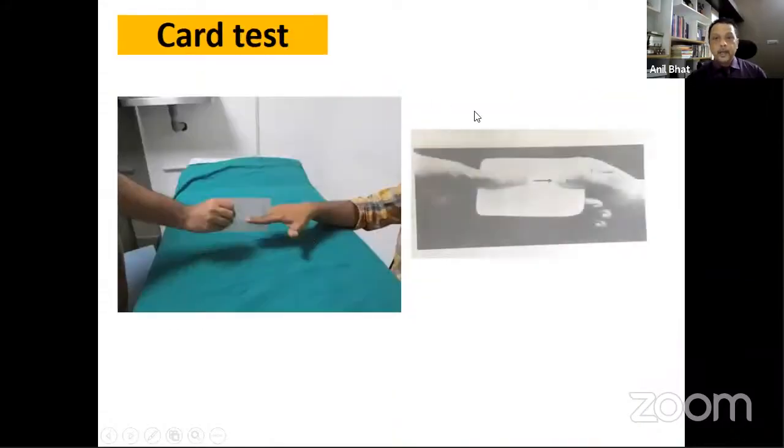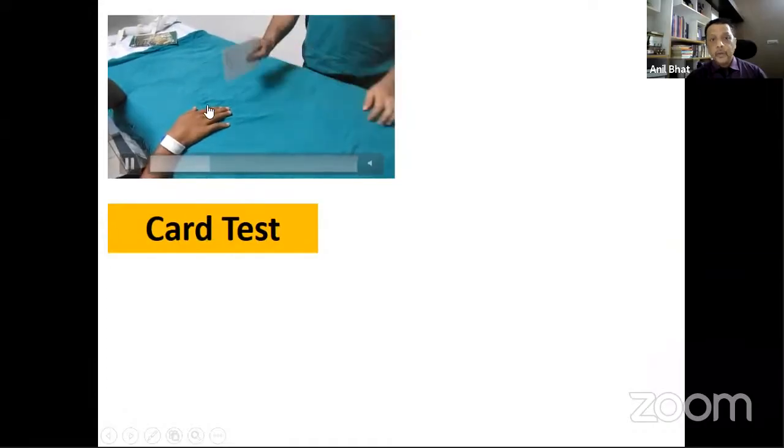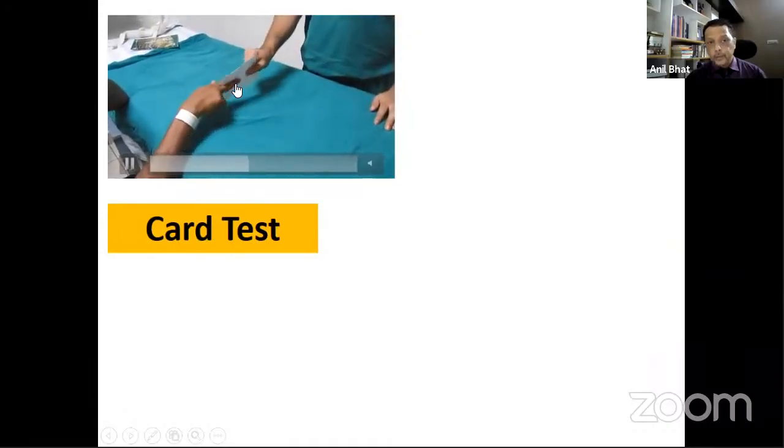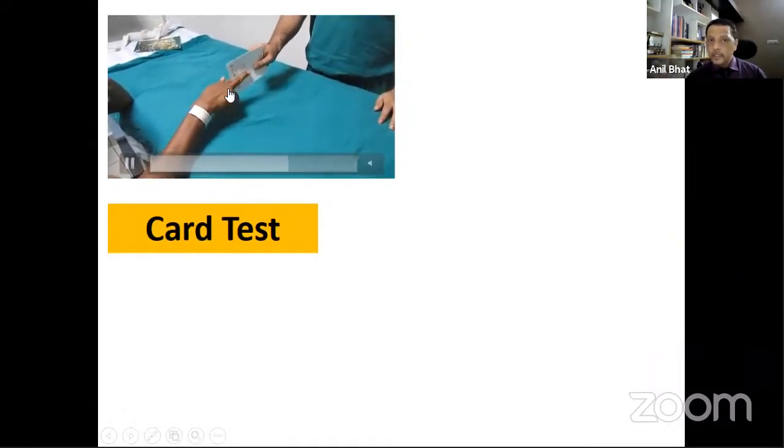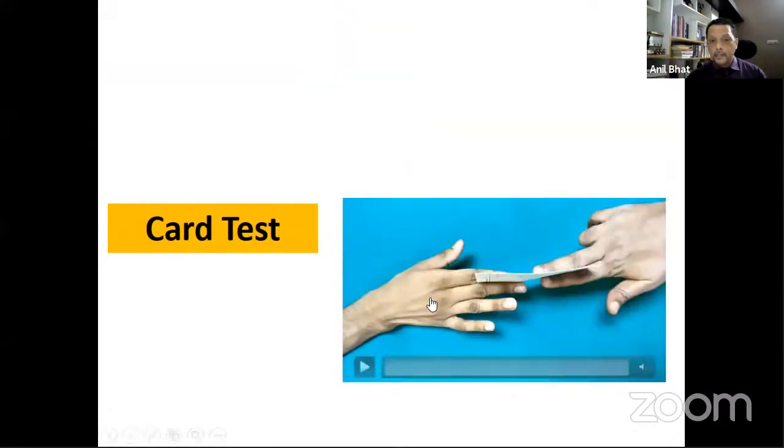Now the next one is the card test. Card test, if you see Clinical Methods, probably one of the only figures which is probably wrong in that sense. That's a beautiful book, I read it even now, but this is not correct. The card test where you hold the card with your hand fully like this and then try to pull out is not correct. If you use all your force, then obviously even in a normal hand, this comes out, right? So the correct way of doing it is like this.